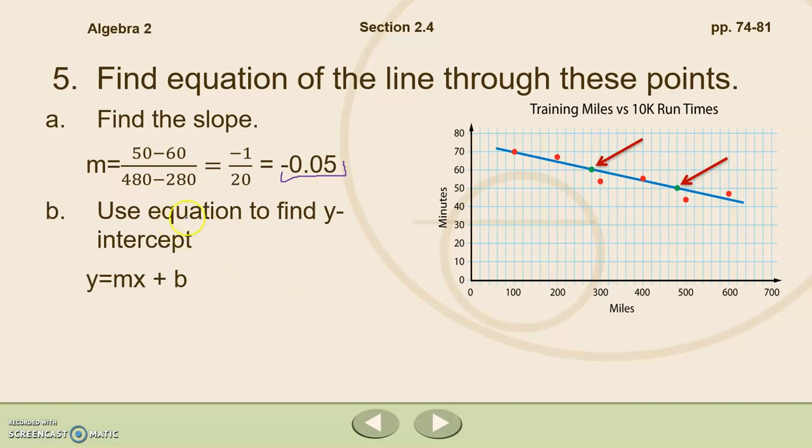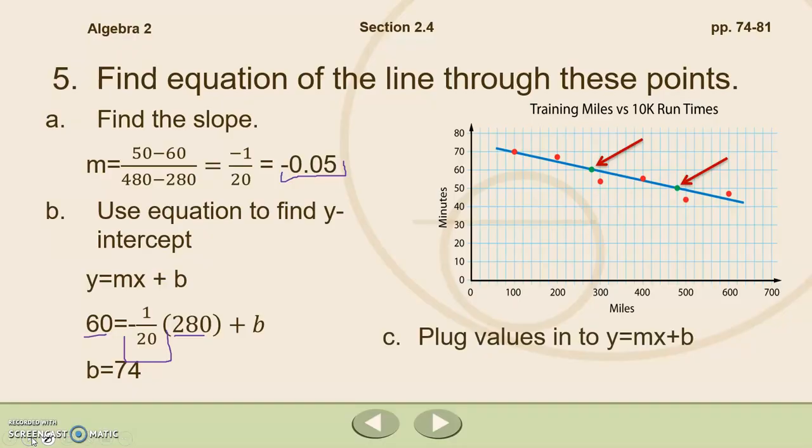Then we'll use an equation to find the y-intercept. Our equation is y equals mx plus b. We already know our y from one of our points is 60 and our x is 280. We know our slope is -1 over 20, or -0.05. And we will then solve for b and find out that b equals 74.